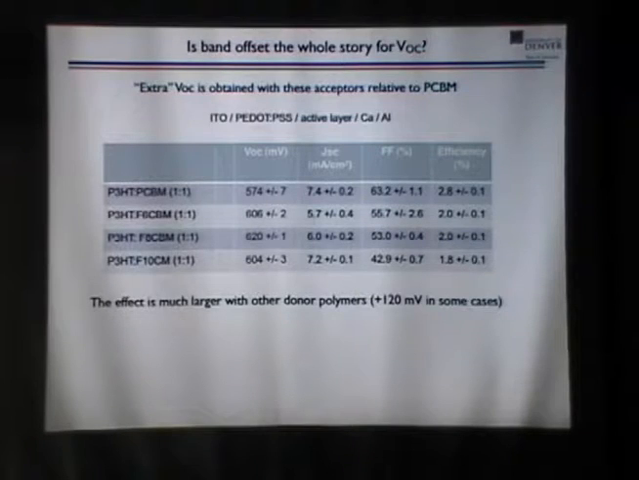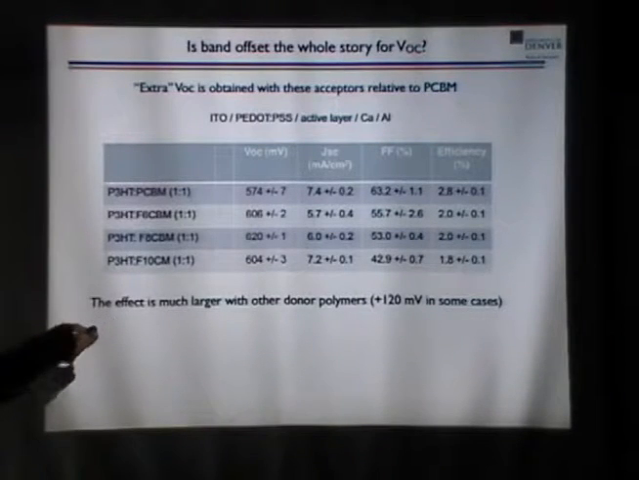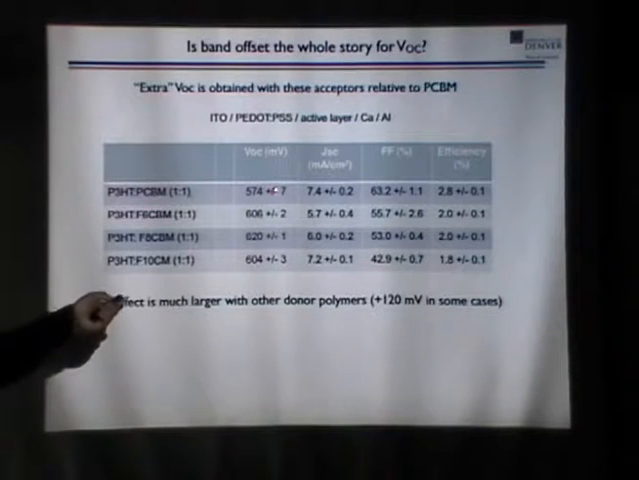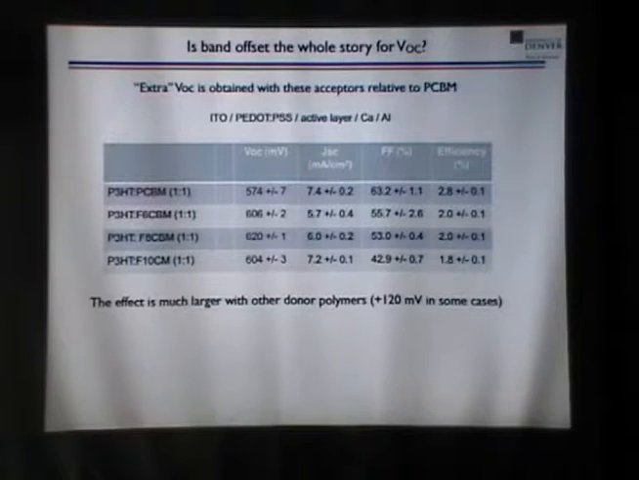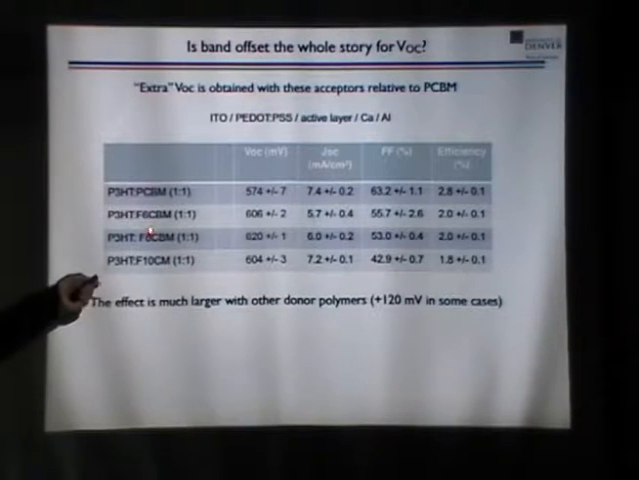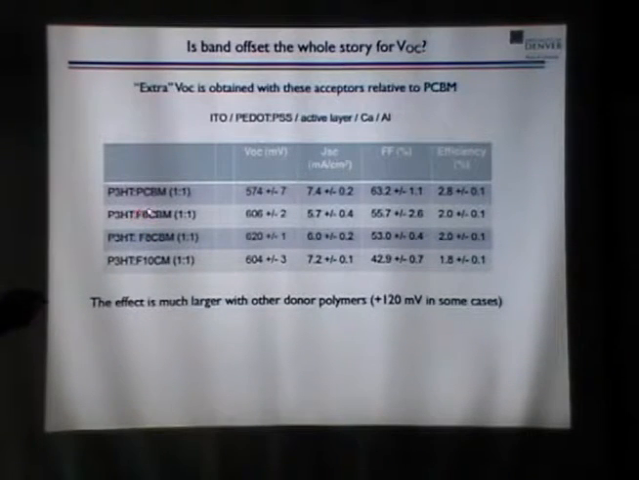So here's just the table. This isn't the greatest way to present the information, but if we take P3HT PCBM and just kind of make a device very, very quickly, we get 575 millivolts. It's not the best device we've made, but it's just an example. Now we put in, instead of the PCBM, we put in the FCBM, the fluorinated one, that has 6 carbons in the chain.